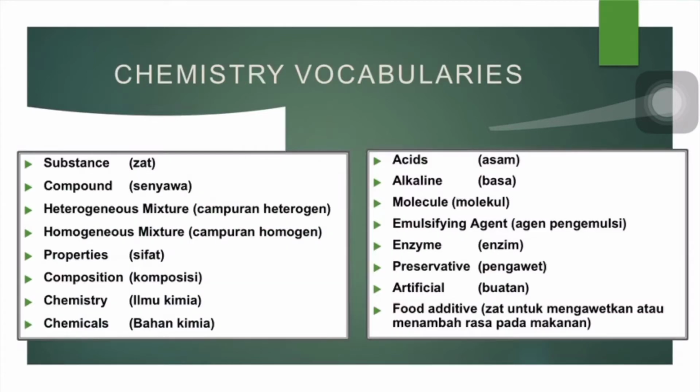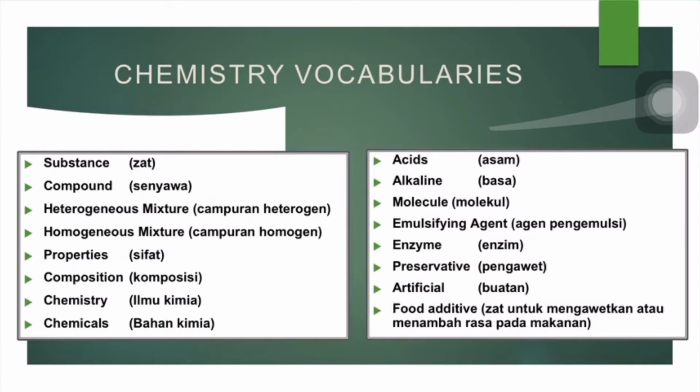And the next, this is the vocabulary of chemistry. I'm going to say how to pronounce each word in these blocks. The first is substance. Substance means zat in bahasa. The second one is compound. Compound means senyawa. And then heterogeneous mixture, campuran heterogen. And the fourth one, homogeneous mixture, or campuran homogen.